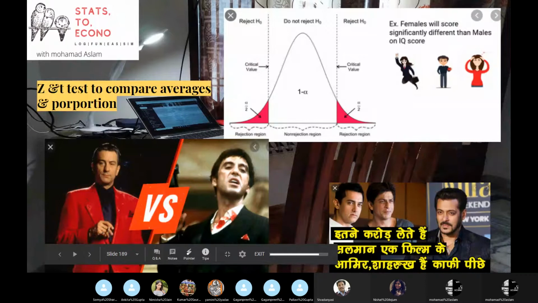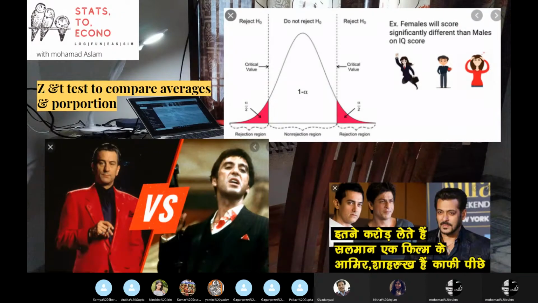Okay, so today we'll do the comparison with the Z and T test. And we are going to compare in the hypothesis testing, means we are going to do hypothesis testing for the comparison case. Now the question is what type of comparison and what things we are going to compare.